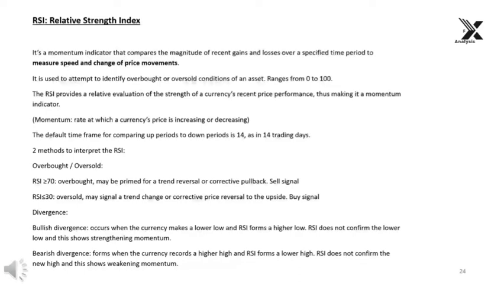Divergence. Bullish divergence occurs when the currency makes a lower low, and RSI forms a higher low. RSI does not confirm the lower low, and this shows strengthening momentum. Bearish divergence forms when the currency records a higher high, and RSI forms a lower high. RSI does not confirm the new high, and this shows weakening momentum.